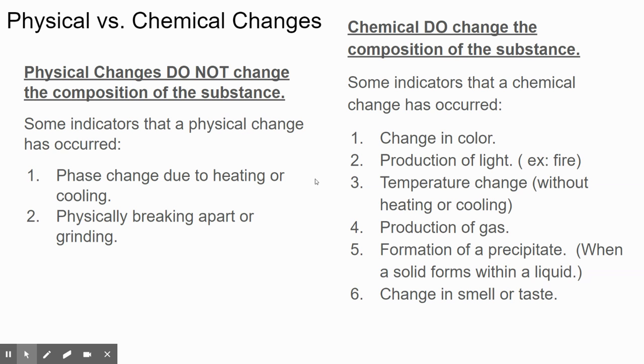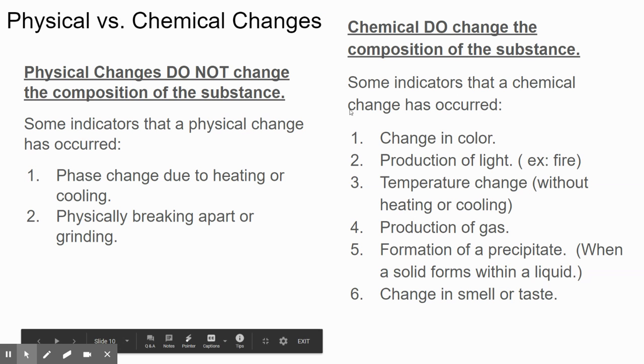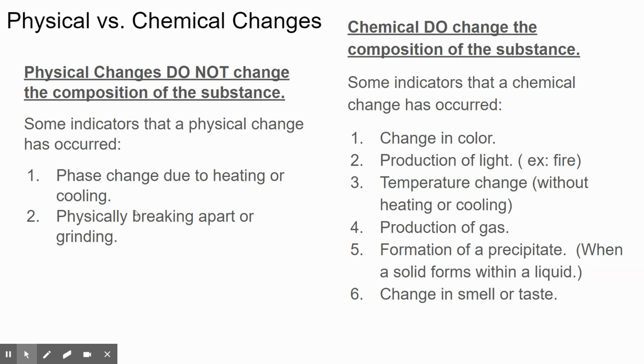And then the last one is change in smell or taste. So if there's an odor that's produced, kind of like a production of a gas, or if you're eating something and it tastes different, that could indicate a chemical change. Okay, again, when I think of physical versus chemical, I think of these 6 indicators here. If one of these 6 indicators has occurred, it's probably a chemical change. If it's not, then it's a physical one.